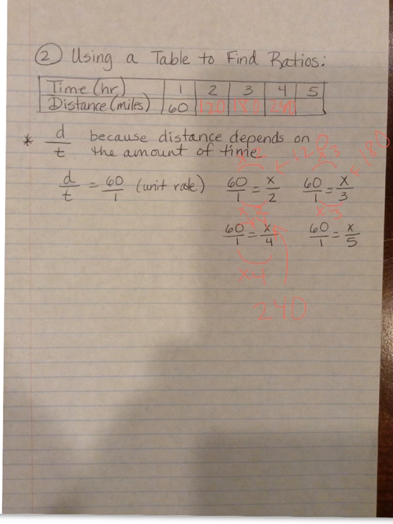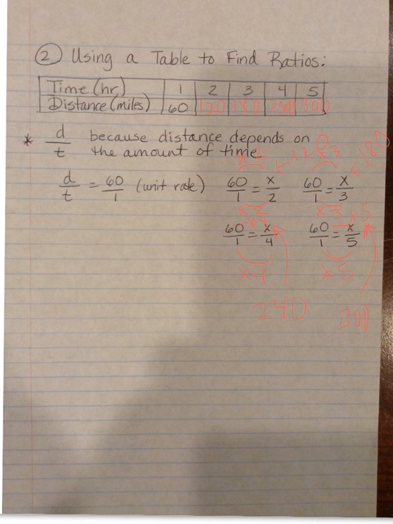And then the same thing for 5 hours. I set up a proportion with 60 over 1 equals x over 5 because I don't know the distance, I know the hours. And so I set it up with an x as my unknown for the distance. So 1 times 5 gives me 5. So then I multiply 60 times 5, and that gives me 300. So x is going to be 300. So I put 300 underneath the 5.